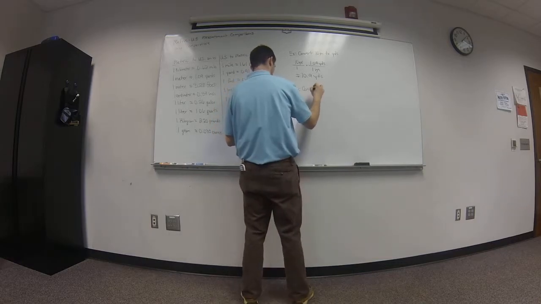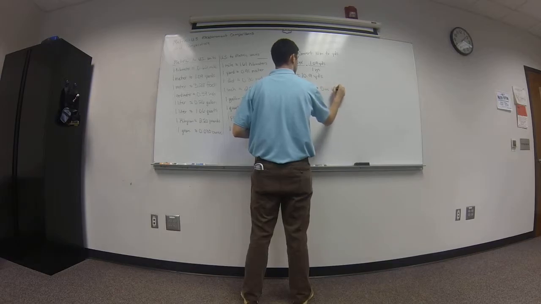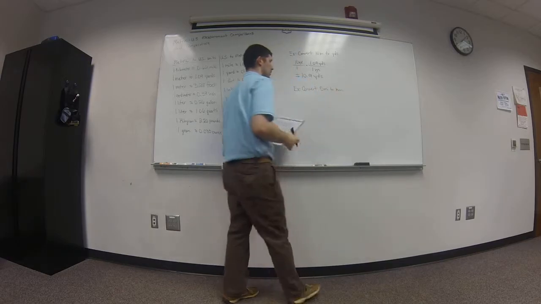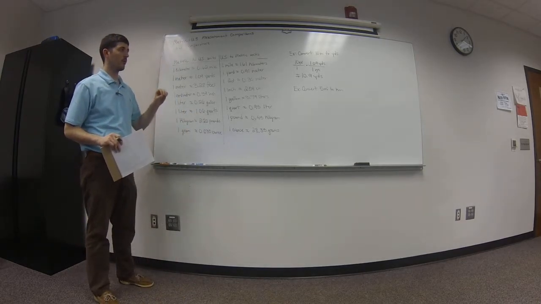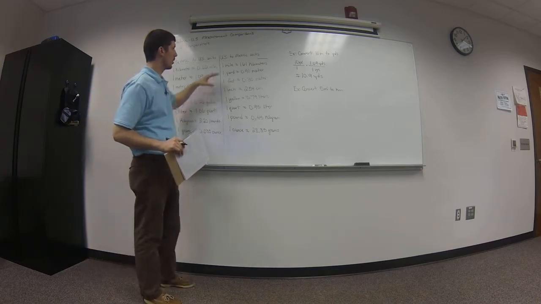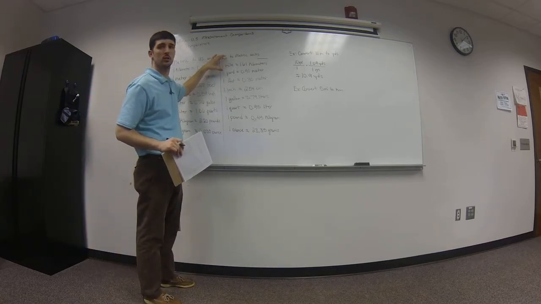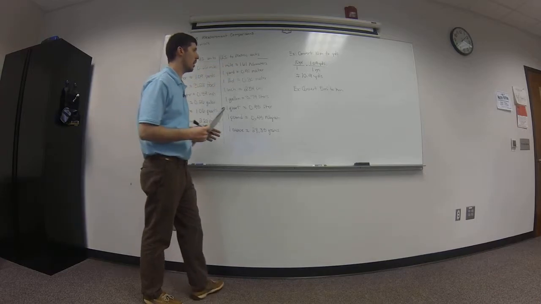Now we want to convert 5 miles to kilometers. Okay, so 5 miles to kilometers. Well, now we're going from a US measurement to a metric measurement. So I'm going to look over here and I'm going to find miles to kilometers. And that's our first one. 1 mile is approximately 1.61 kilometers.